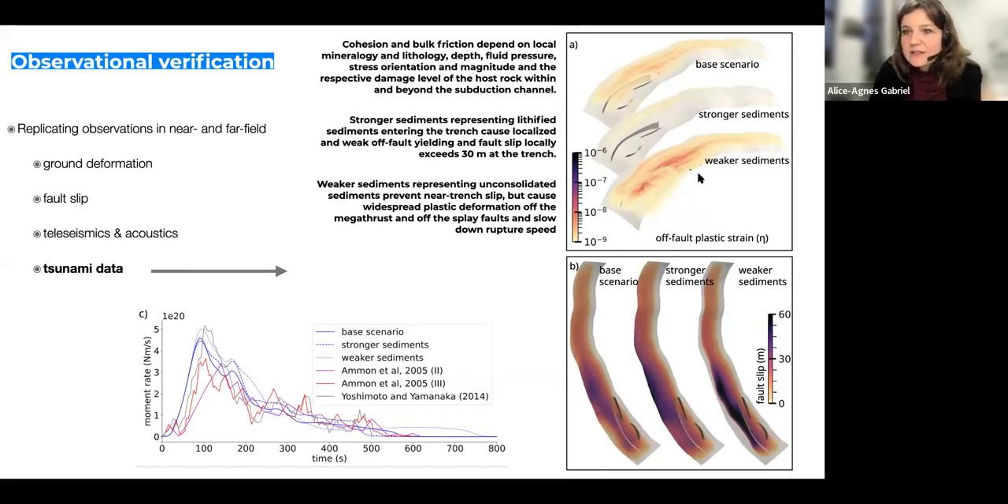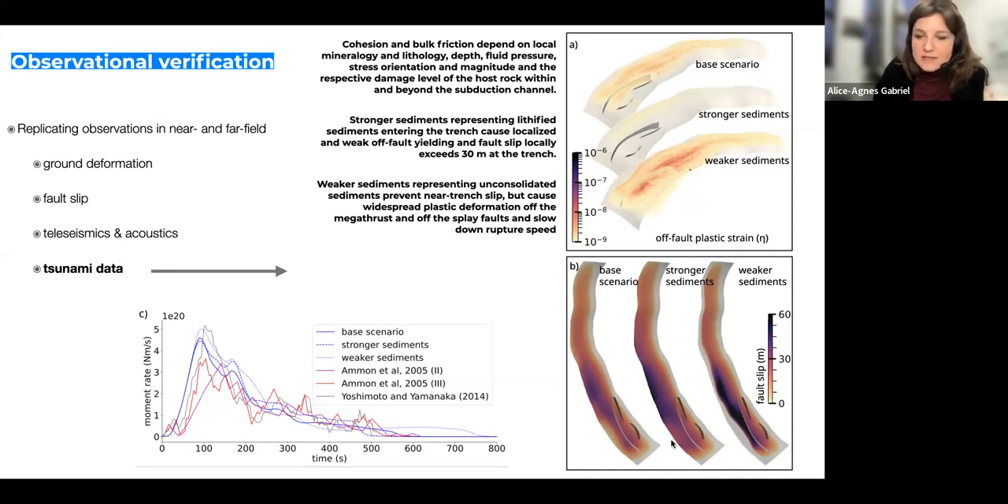If you're looking at that in terms of off-fault deformation, you have a lot of deformation in the sediments in the weak sediment scenario. Now, interestingly, these alternative scenarios are not distinguishable in any of the other observational verifications that I just showed you, in terms of GPS, in terms of fault slip. You can argue whether you would be able to resolve that, likely not, in terms of teleseismics or acoustics. But in the tsunami data, they make a huge difference.